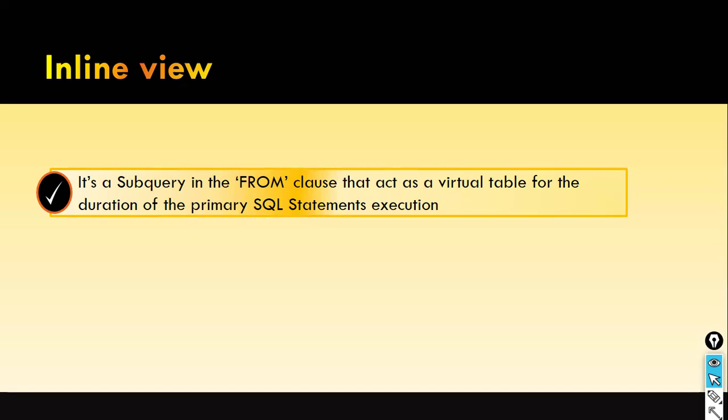Followed by the FROM clause, if they've used a subquery, that is called your inline view query. In that case, what will happen is it will create a temporary table on the fly, so with that you can use it in your main query. So those are the examples for the inline view.